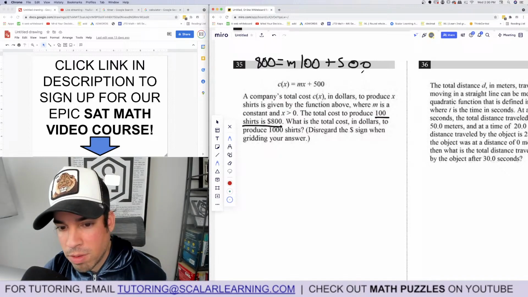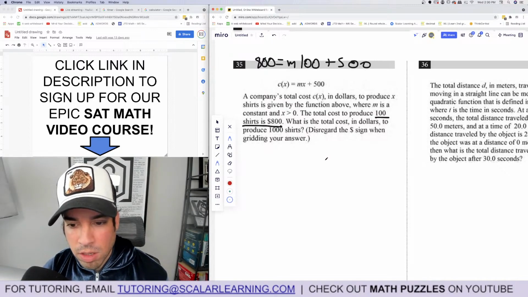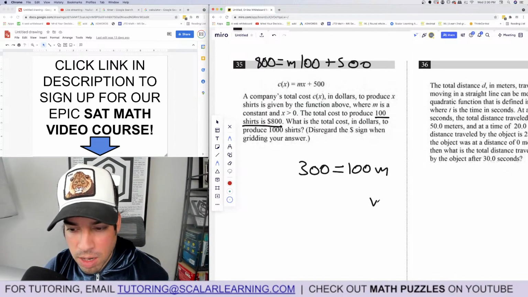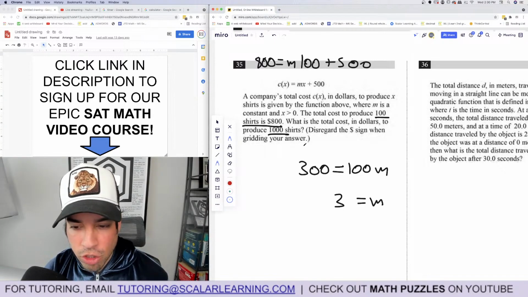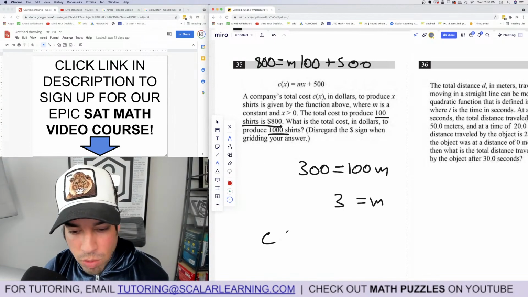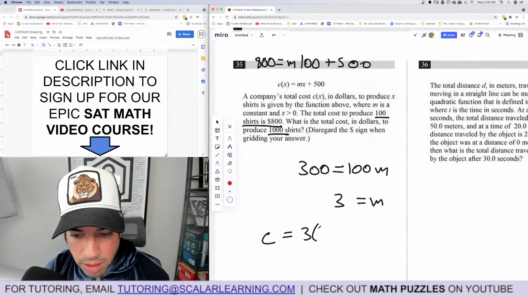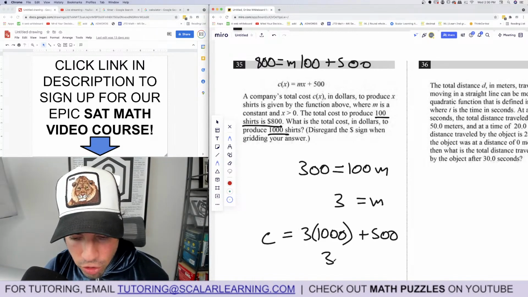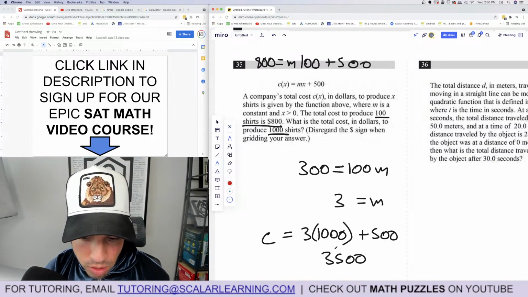Right off the bat, I'm going to solve for M. Subtract 500 from both sides. 300 equals 100 M, and then M equals 3. Cool. What is the total cost to produce 1,000 shirts? Now we can rewrite this. We plug in 1,000 for X and replace the M with 3. 3,000 plus 500 is 3,500. That's it. I'm pretty happy with that. Let me just circle it properly.